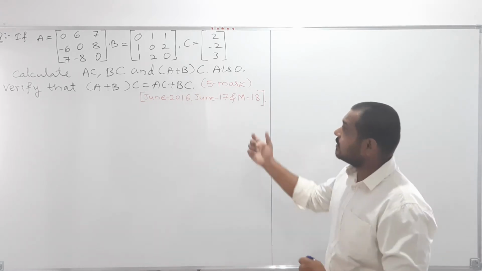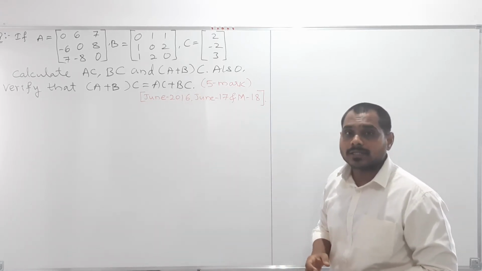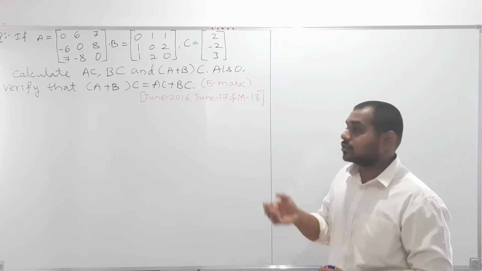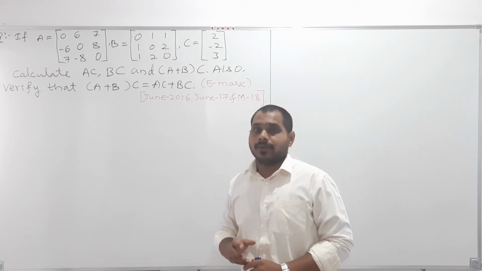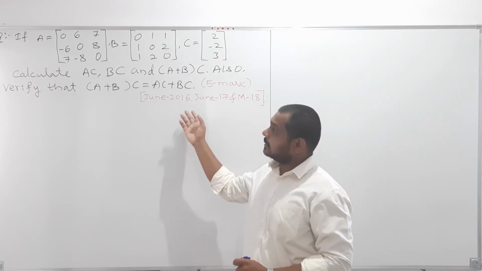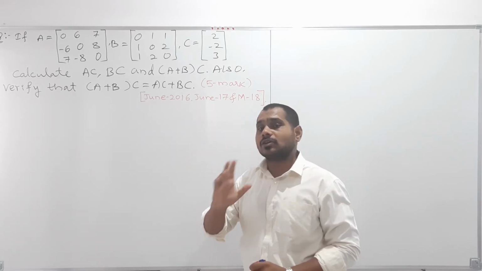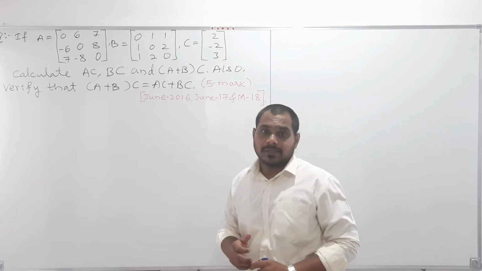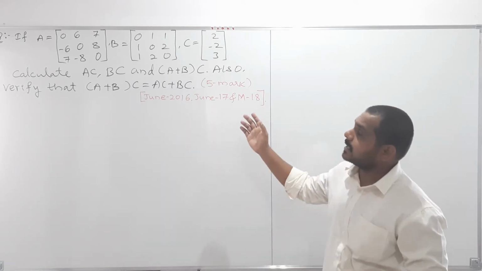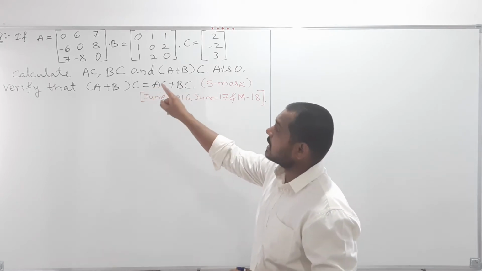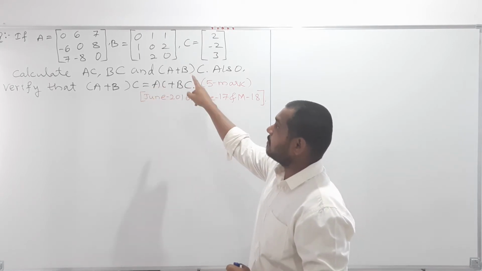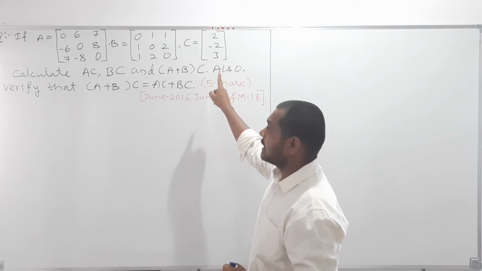In today's class we will verify those properties. The proof of those properties is not required, so we will only verify them by taking examples. Today, my dear friends, this is the given question: A is one matrix given to you, B is another matrix, and C is one more matrix given to you.